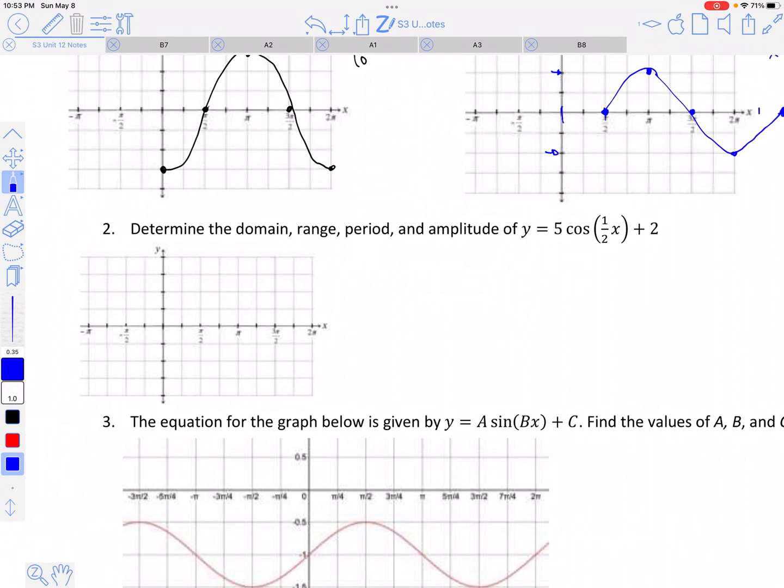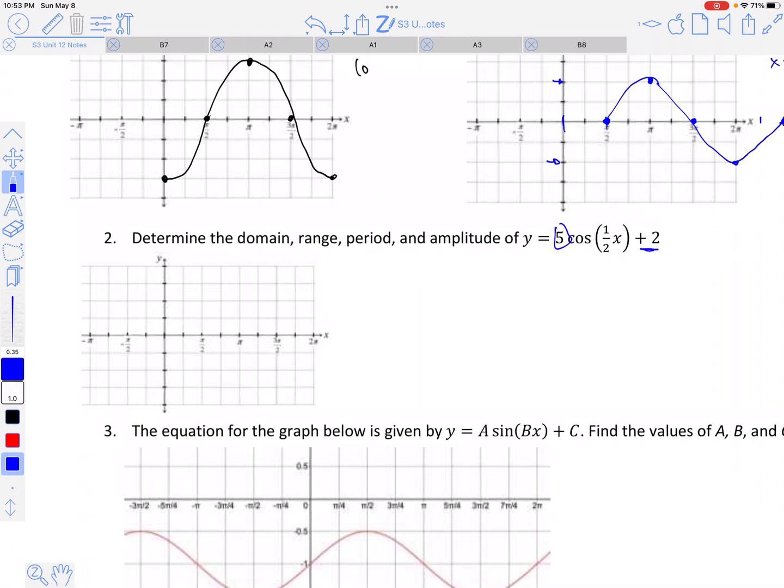Okay, number 2. So we know that we're going to have an amplitude of 5, and our midline is going to be moved up 2. So our new midline will be at 2. This will be our midline. Our amplitude is going to go up 5 from that. 1, 2, 3, 4. 1, 2, 3, 4, 5, and then 1, 2, 3, 4, 5. So this will be the top, this will be the bottom, the max and the min, because it had an amplitude of 5 and a midline change up to 2.